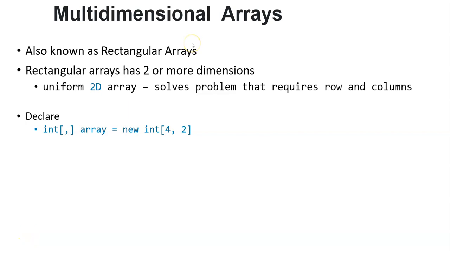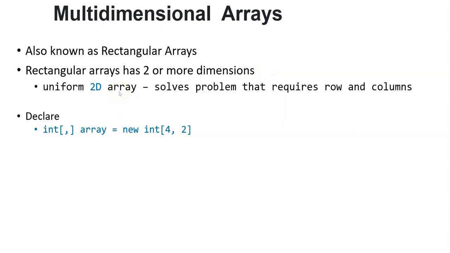So in the previous video, we saw about jagged arrays. Now we will talk about multidimensional arrays. They are also known as rectangular arrays, and it's known as rectangular arrays because the size of every row will always be the same. And these arrays can have two or more dimensions.